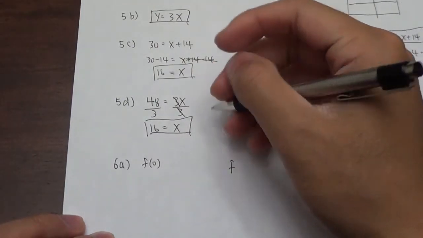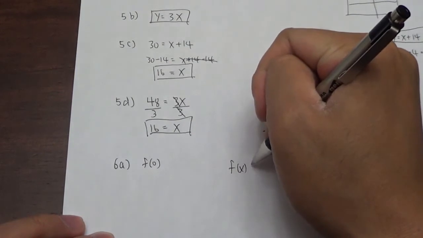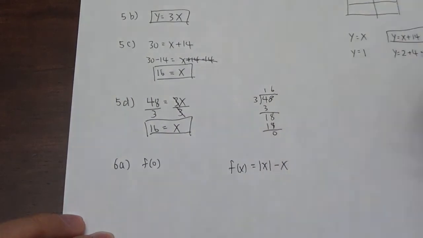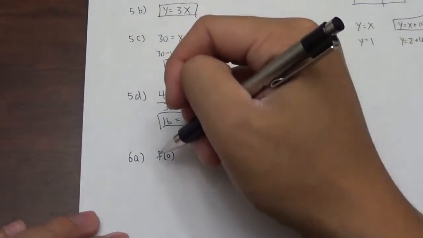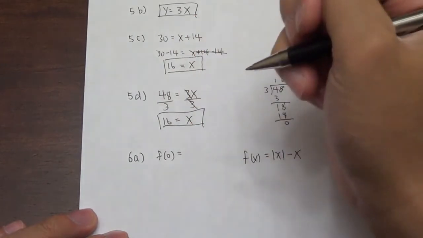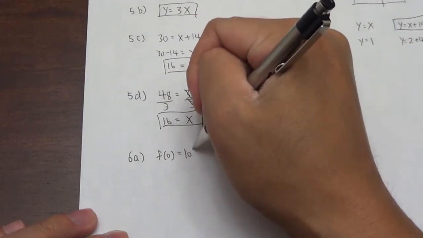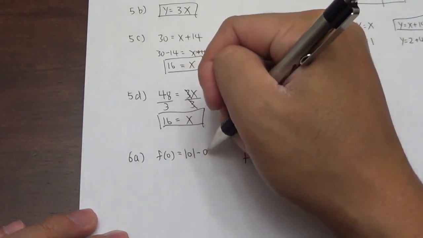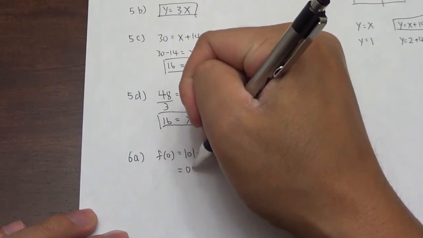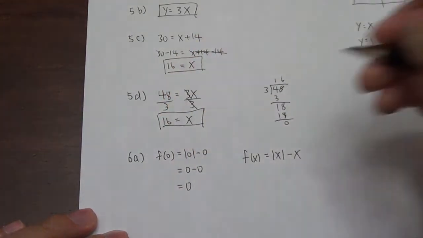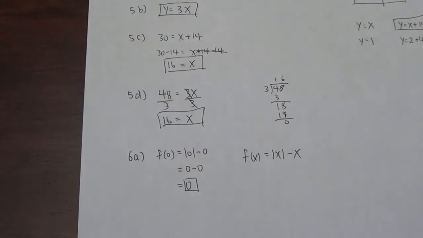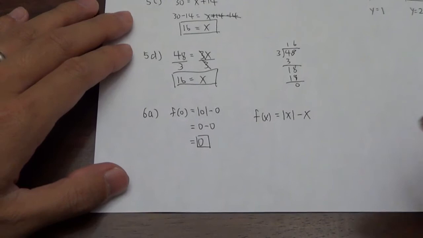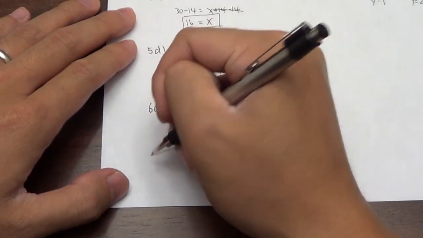In our equation, maybe I should have written the equation. Our equation, if you don't have it in front of you, is f of x equals the absolute value of x minus x. So for f of 0, I can plug in 0 for where there is an x. So I have the absolute value of 0 minus 0. Absolute value of 0 is 0. 0 minus 0 equals 0. Okay, so that might not have been a good one to do. Not as helpful. Let's go and do another one.